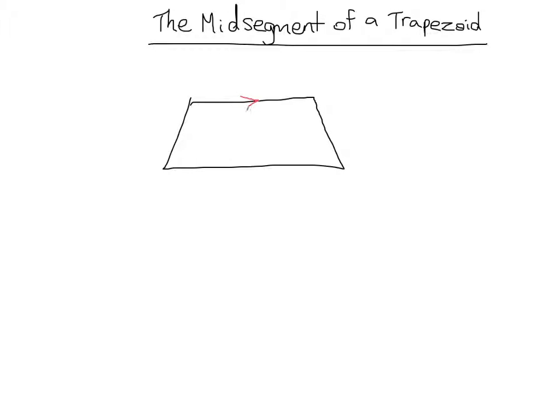In a trapezoid, we have exactly one pair of parallel sides. In this case, my pair of parallel sides is shown by the arrows. So my parallel sides are here and here. All right, so what is a mid-segment of a trapezoid?